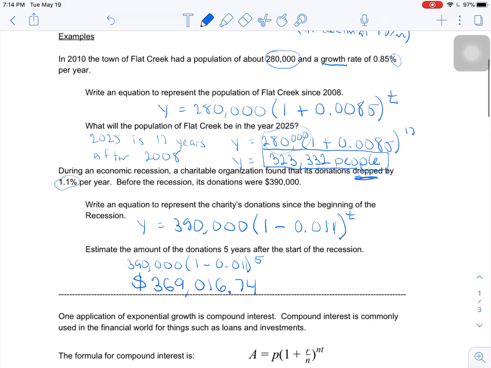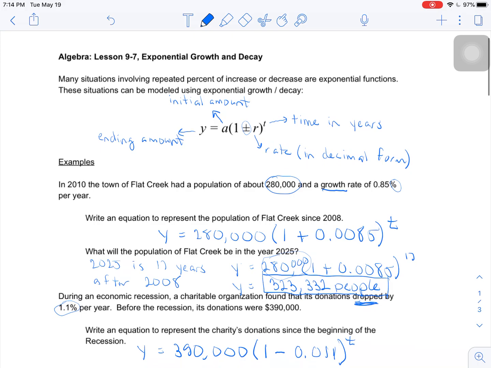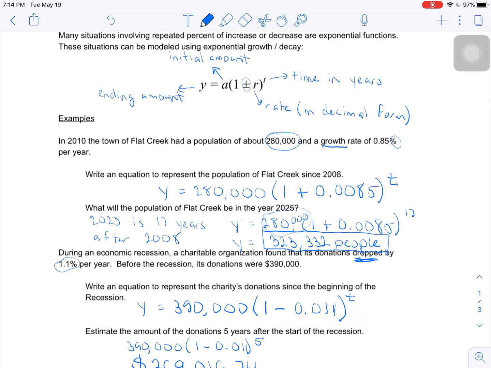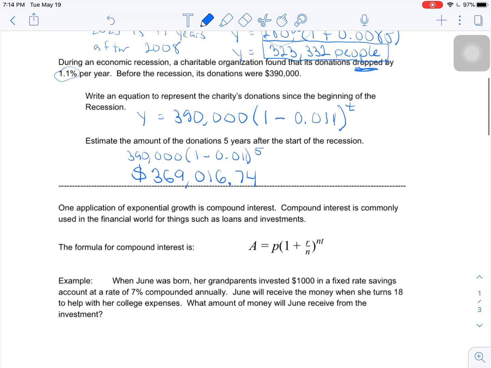So that's the basic idea of how we can use an exponential equation to help with exponential growth and exponential decay, which are real life situations involving percentages. Real life situations involving percentages are typically exponential because we multiply when we calculate percentages, and that creates a multiplying relationship, which is what exponential is.